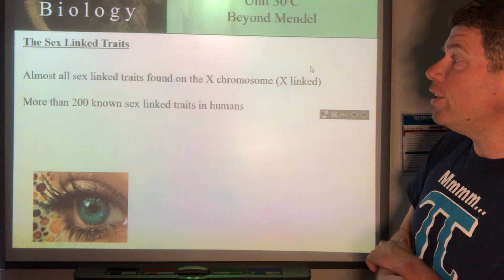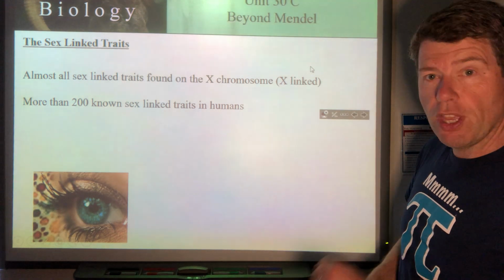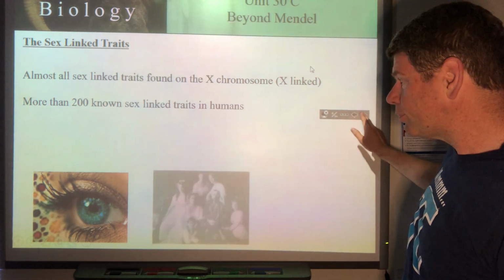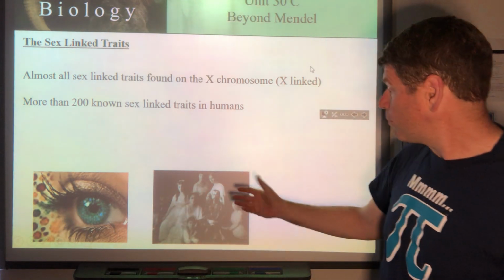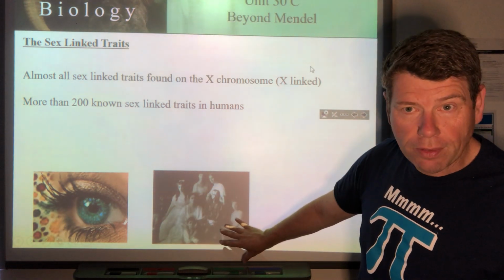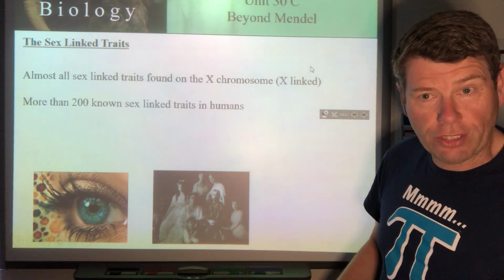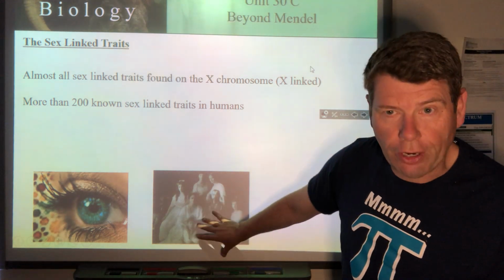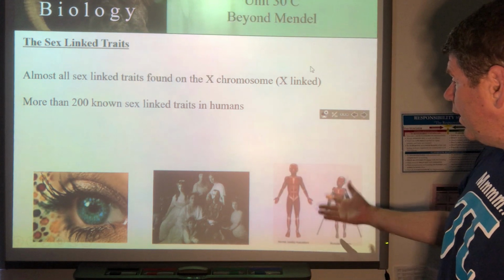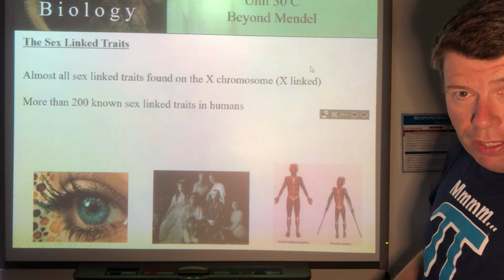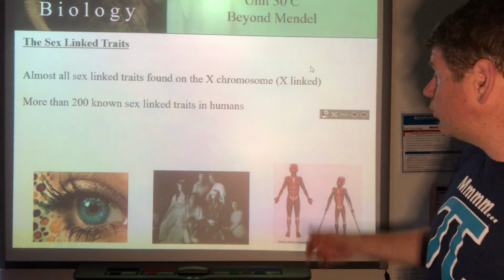Now, there are more than 200 known sex-linked traits in humans, 3 that we focus on. Color blindness, red-green color blindness, hemophilia, a blood clotting disorder. We have the Romanovs here, a famous family influenced by hemophilia. And then Duchenne muscular dystrophy is another sex-linked trait.